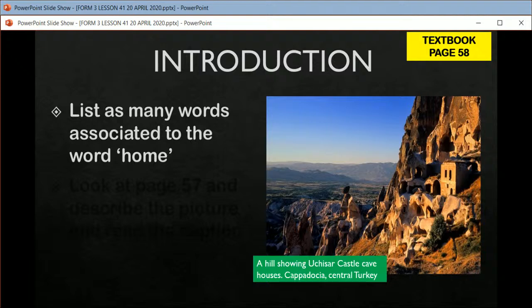List as many words associated with the word home. Words related to home.